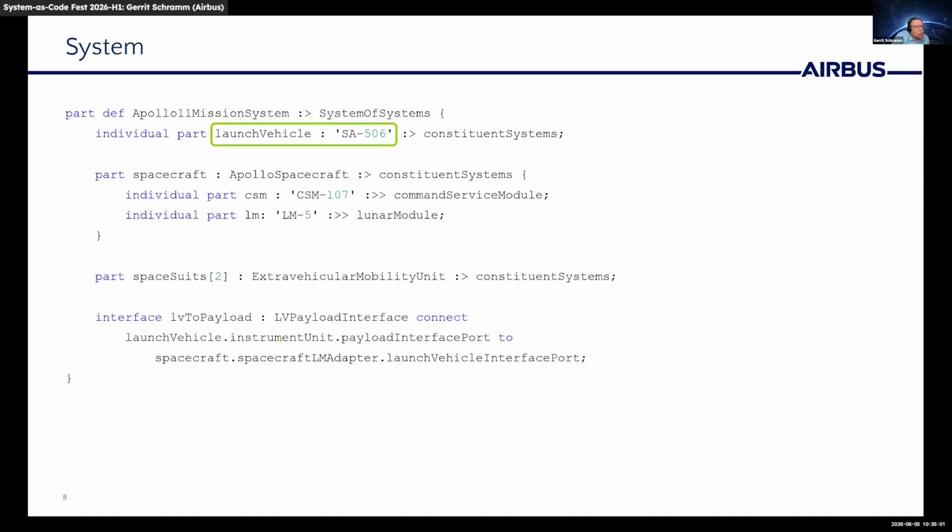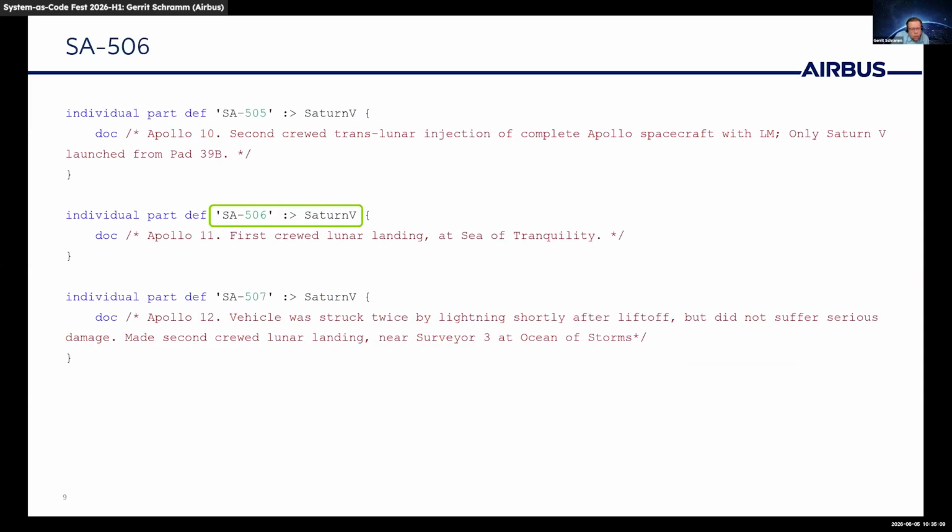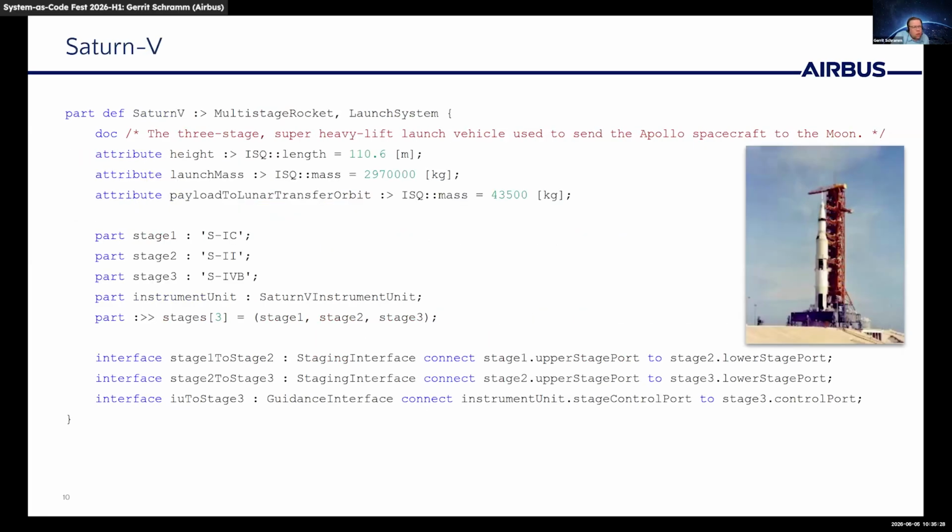So when we come back to the Apollo 11 mission system, we can also have a deeper look at the actual launch vehicle, in this case the SA506, where you see it is a Saturn V rocket, and you also see the other rockets from the other mission, as already promised earlier during this presentation. So you could also ask, what actually is a Saturn V rocket?